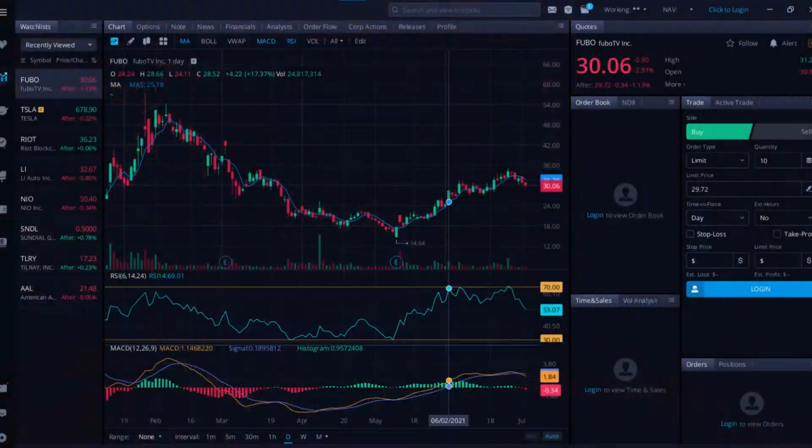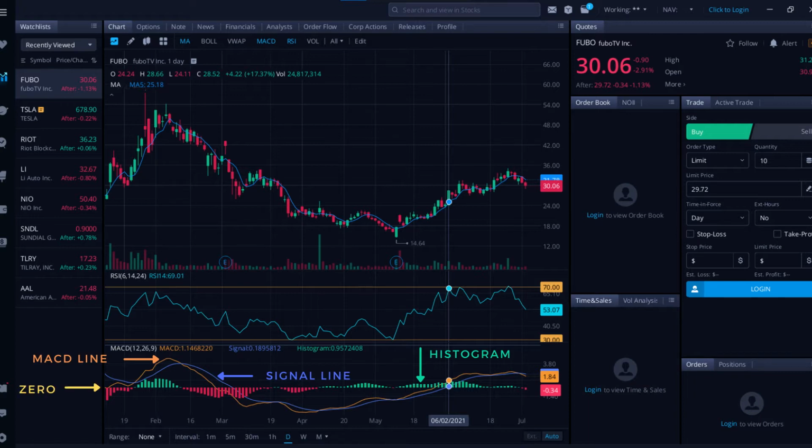The calculation done for the MACD creates a line right here. Then a 9-day exponential moving average called a signal line is created as shown here. You can also notice the histogram bars here. These bars indicate how much separation is between your two lines. This histogram is placed on what is called the zero line right in the middle.